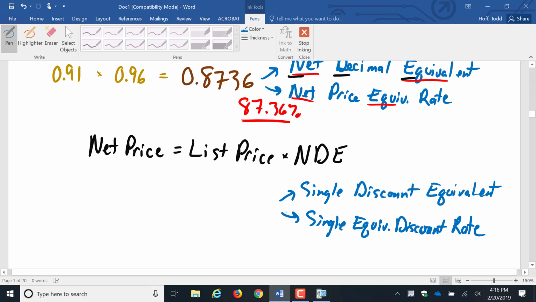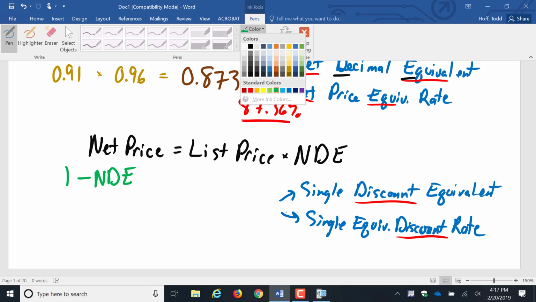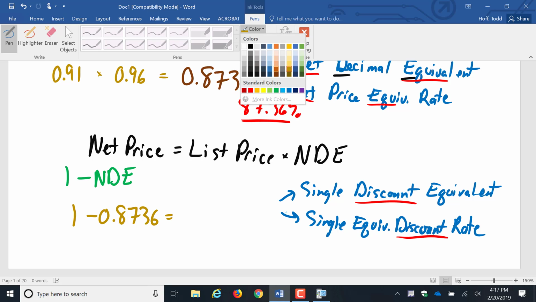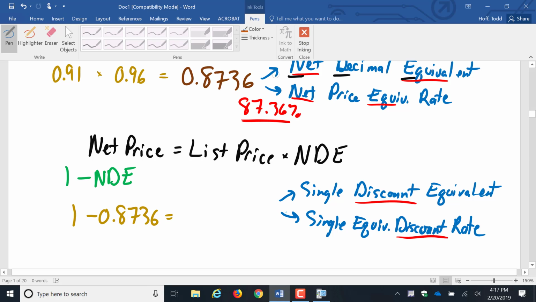Again, notice some consistencies. Equivalent and single are in there, but the big thing is discount. It's saying this is representing what the percentage of the actual discount is. And it is found by taking 1 minus that net decimal equivalent. So for this example, it would be 1 minus 0.8736, which is 0.1264. That is the single equivalent discount rate. So what that is saying is the percent of the discount, if I move that decimal point 2 spots to make that a percent again, is 12.64%.